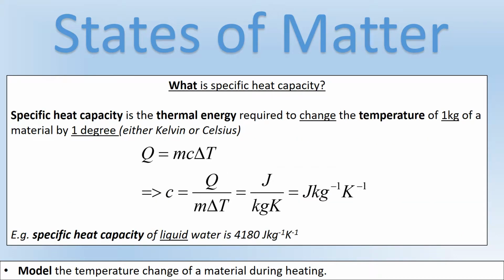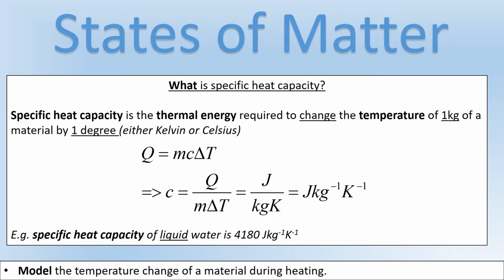So what is specific heat capacity? Well, it's the amount of thermal energy we have to supply to change 1 kilogram of a material by 1 degree. And it doesn't matter if it's in Kelvin or Celsius, the degrees are the same size. So we can see if we make it the subject of the equation, and you'll notice most of the time we don't put a delta Q in the equation, we just put a Q for thermal energy supplied. We can see that specific heat capacity has the units joules per kilogram per Kelvin. So that matches up with the definition.